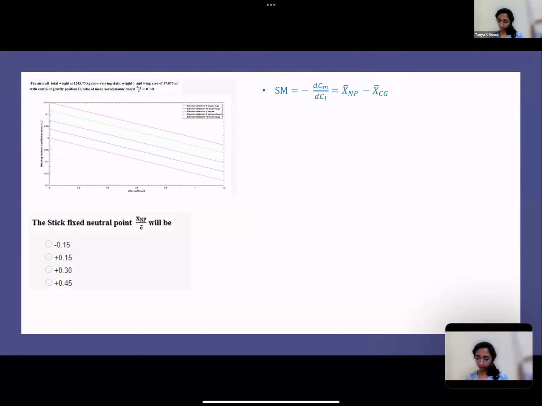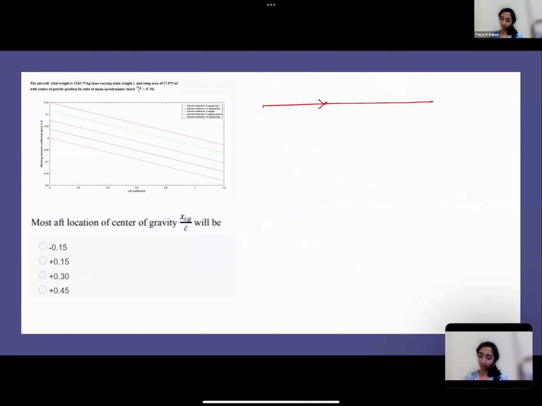Next question. So this is the formula that we use to find out the most aft location of center of gravity. How far can your center of gravity move? So if this is your fuselage reference line, this is CG, this is NP. And I told you CG should be ahead of NP for stability. How far can your CG move towards the tail? That is the question here. Most aft location of center of gravity.